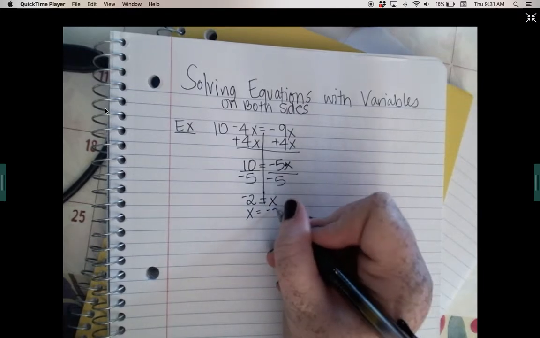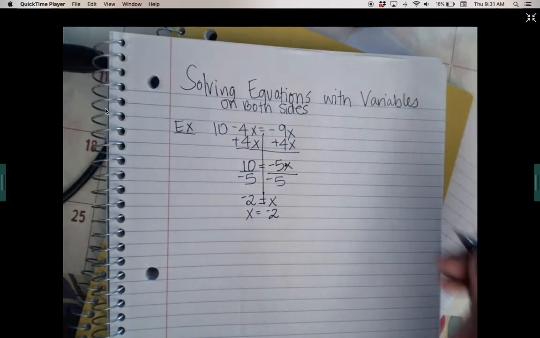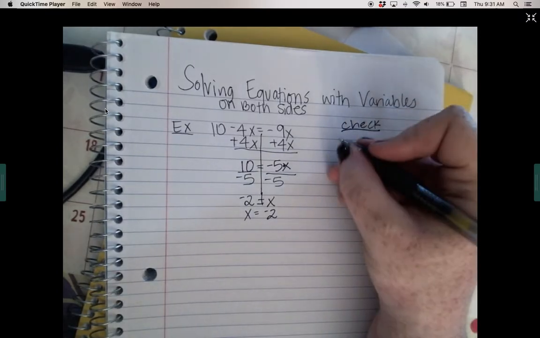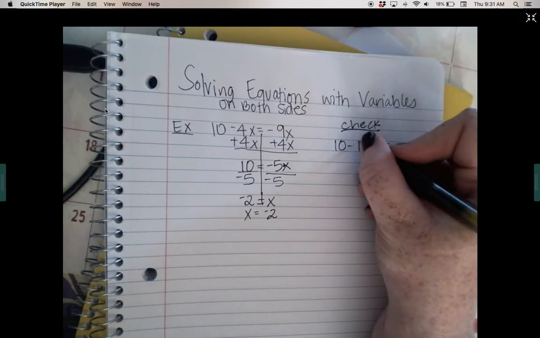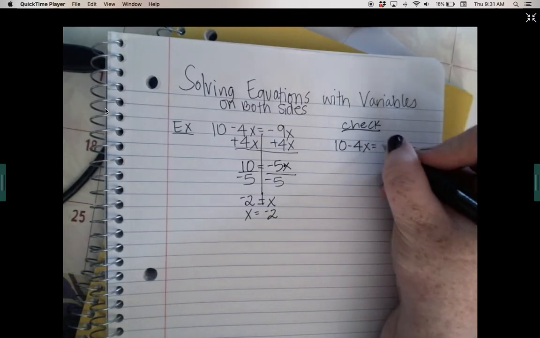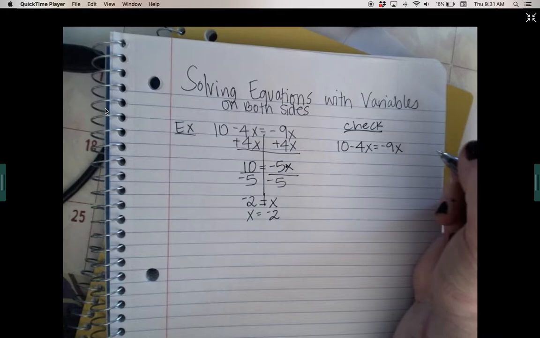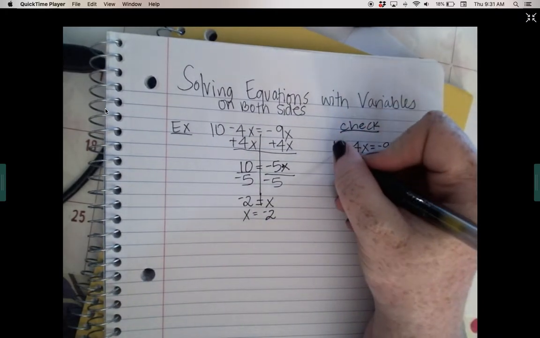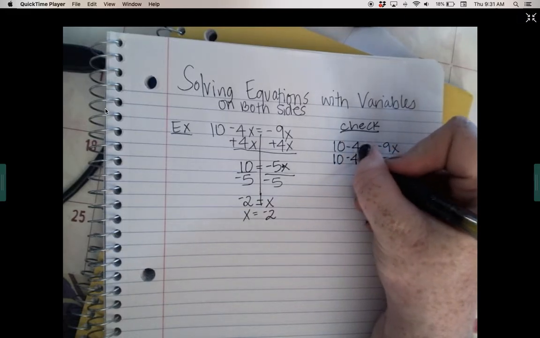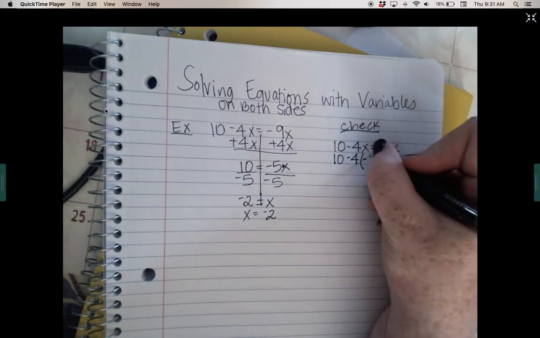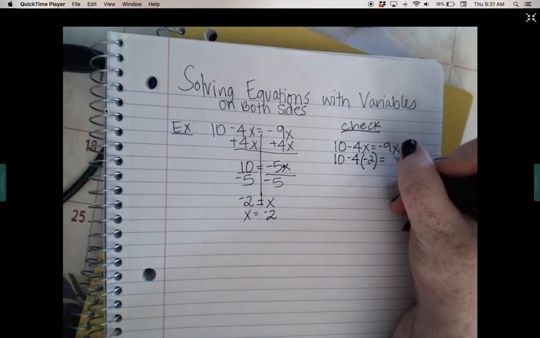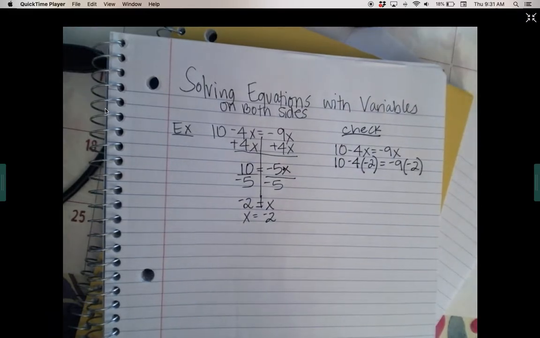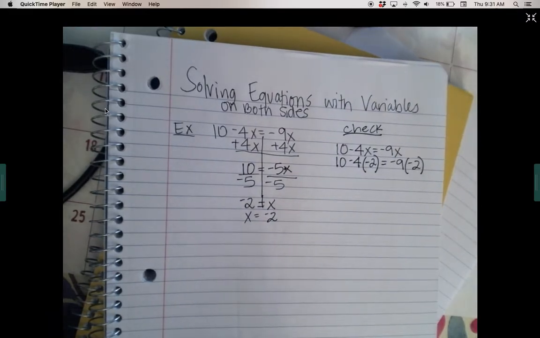But I am going to check it, and I'm going to expect you to check it, okay? So the way we check is we use substitution. So we rewrite our original problem, 10 minus 4x equals negative 9x. And then we substitute what we got for x into these x's, okay? I always use parentheses so I can easily see what I substituted in. So now I have 10 minus 4 times negative 2 equals negative 9 times negative 2.